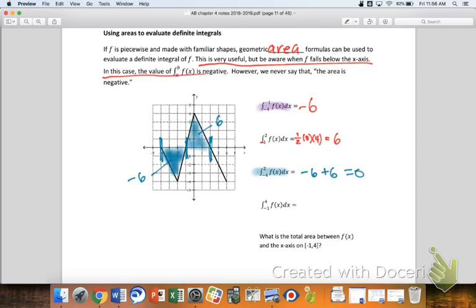Still doing okay? All right, and then the last definite integral here is the definite integral from -1 to 4. And I would like you guys to try that one on your own. Okay? So you've seen it. You've asked a few questions. I've talked about it a little bit. Now is your chance to try to do this one on your own.